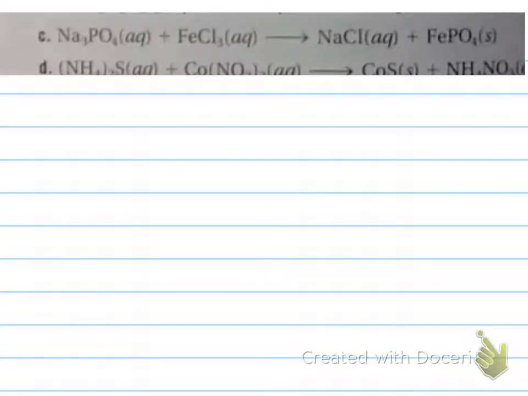Letter C, same thing, right? We want a balanced net ionic equation. So we're going to start by balancing it. We have 3 sodiums, and we have 1 sodium, so we need a coefficient of 3. We have 1 phosphate, and we have 1 phosphate, 1 iron, 1 iron, and 3 chlorine and 3 chlorine, so it is now balanced.